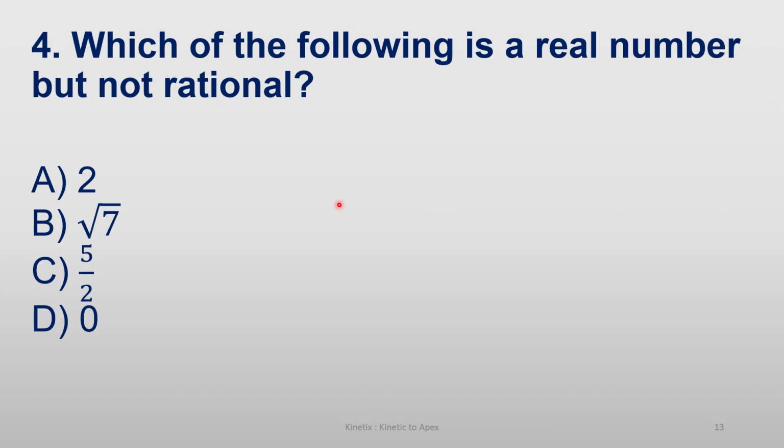Next question. Which of the following is a real number but not rational? A real number but not rational means it is an irrational number. So it is obvious root 7 is an irrational number. 2 is a rational number, represented as 2 by 1. 5 by 2 is in the form of p by q, so it is also a rational number. 0 can be presented as 0 by 1 or 0 by 2 or 0 by 5. So 0 can be presented in the form of p by q. Hence 0 is a rational number. All whole numbers are rational numbers.